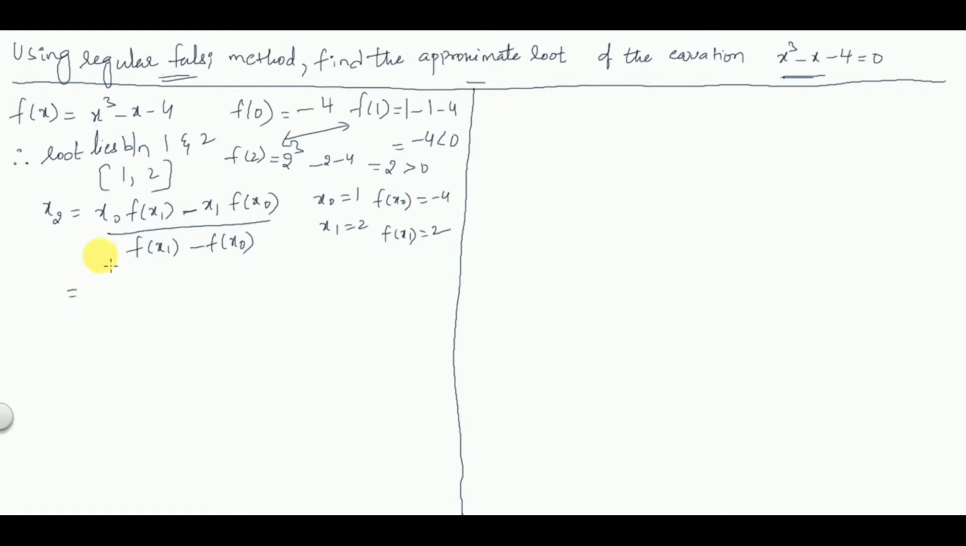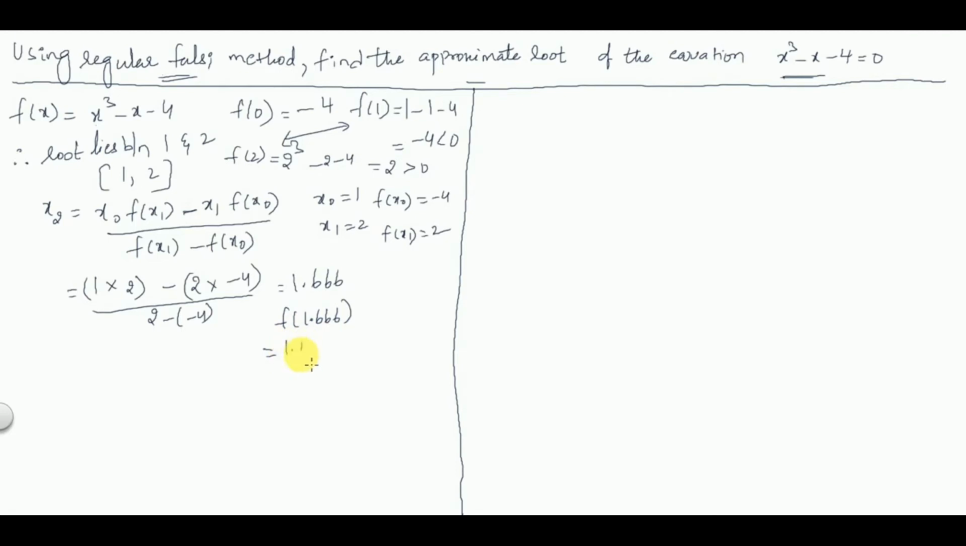Right, so I'm substituting all those values here. x0 is 1 into f of x1 is 2, so 1 into 2 minus x1 is 2 into f of x0 is minus 4, divided by f of x1 is 2 minus of minus 4. So if you find this value, you'll get 1.666.